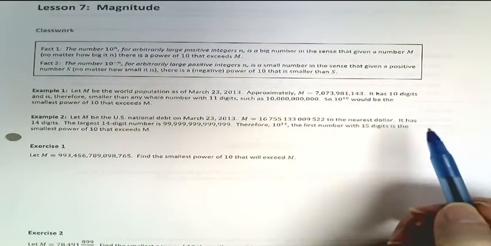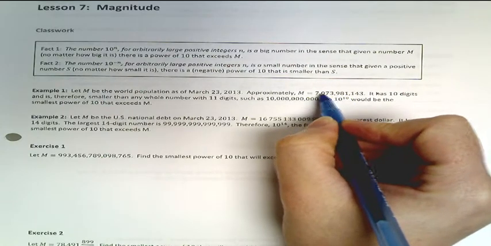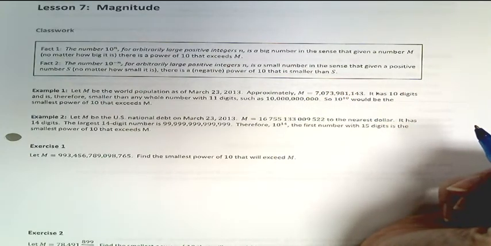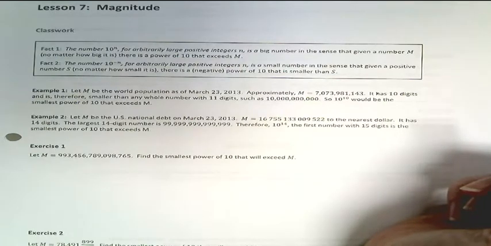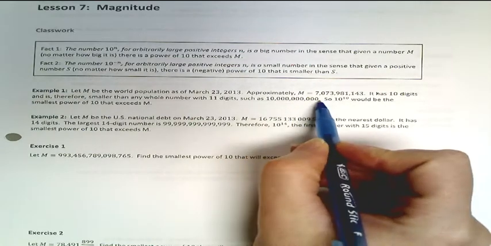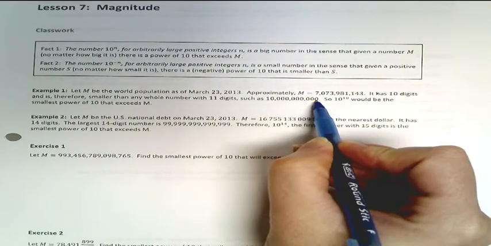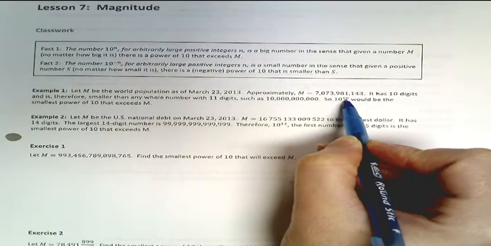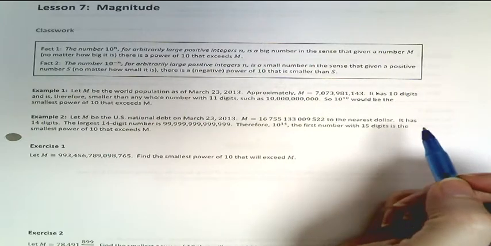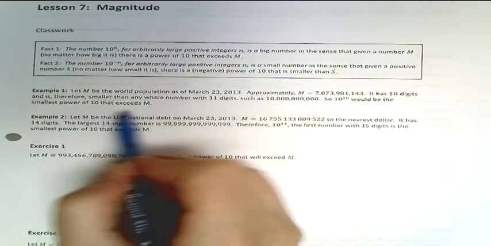7,073,981,143. It has 10 digits, so we can count 1, 2, 3, 4, 5, 6, 7, 8, 9, 10 digits. And therefore, it is smaller than any whole number with 11 digits. The first number with 11 digits is actually 10 billion. 10 billion has 11 digits. So 10 billion we can write in exponential notation as 10 to the 10th. And that is the smallest power of 10 that will exceed our world population. That is 10 digits, and this one is 11 digits.